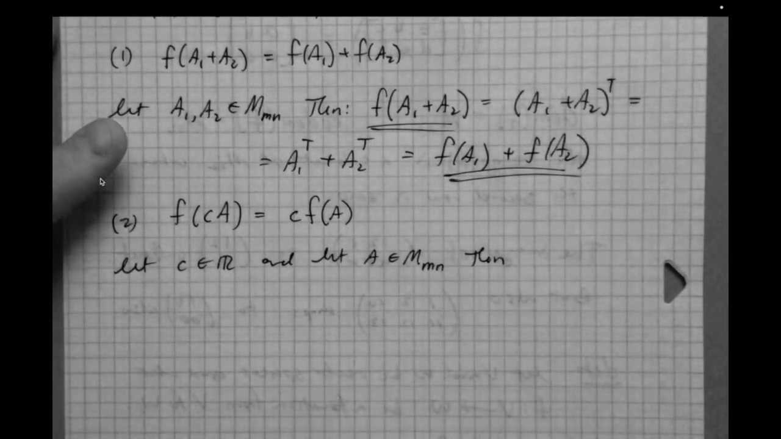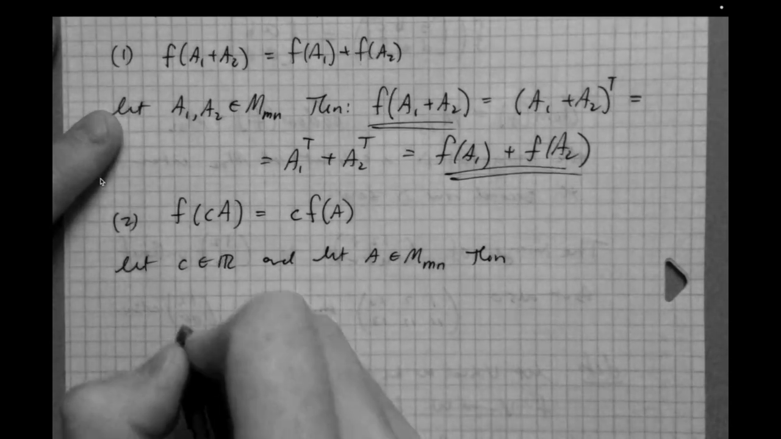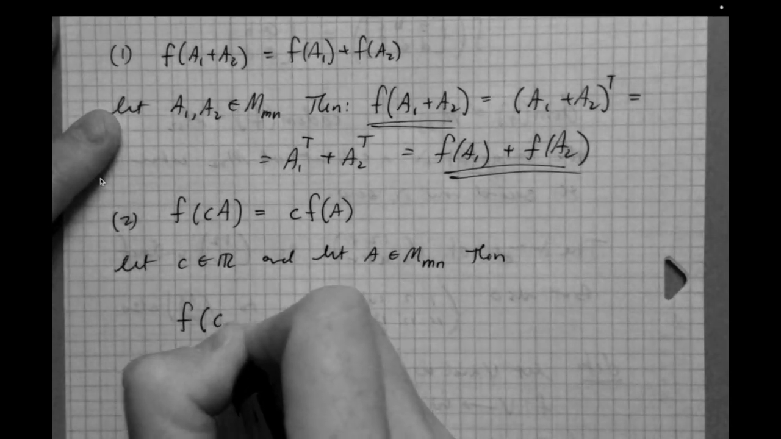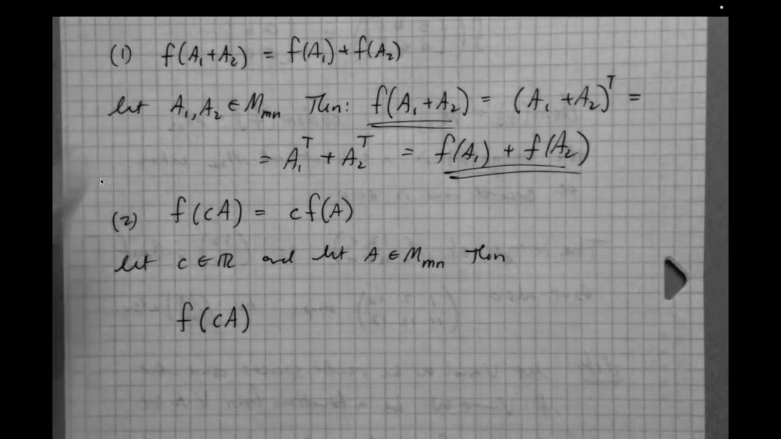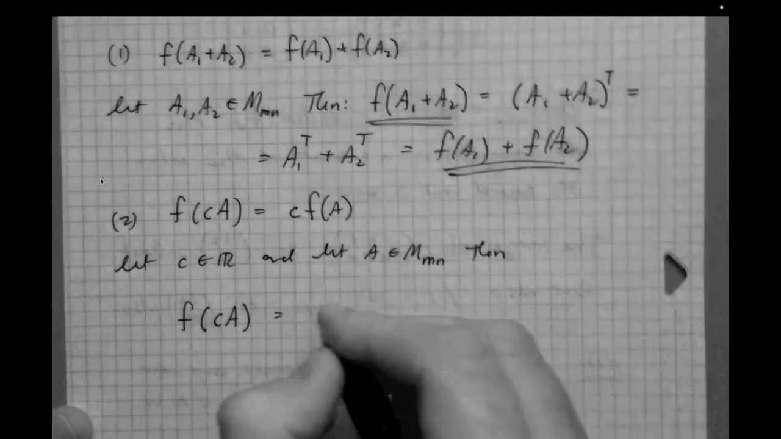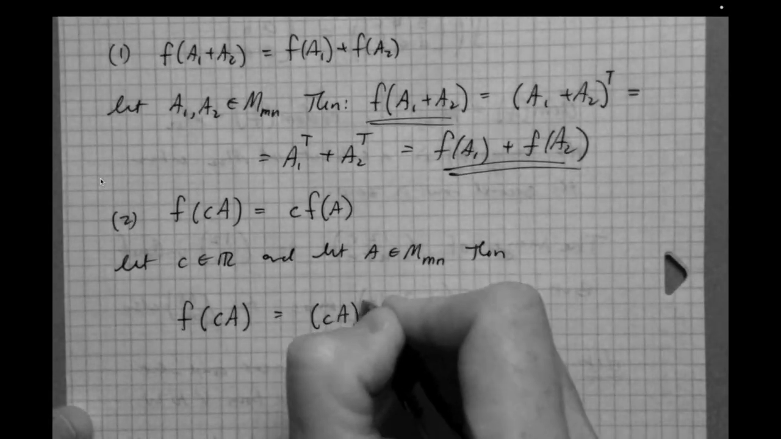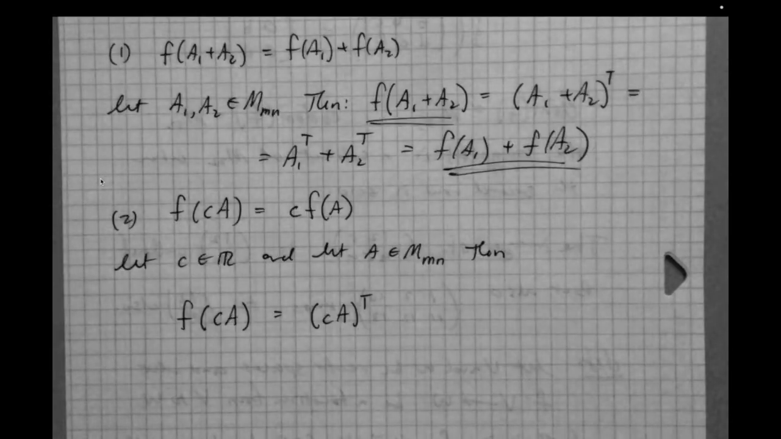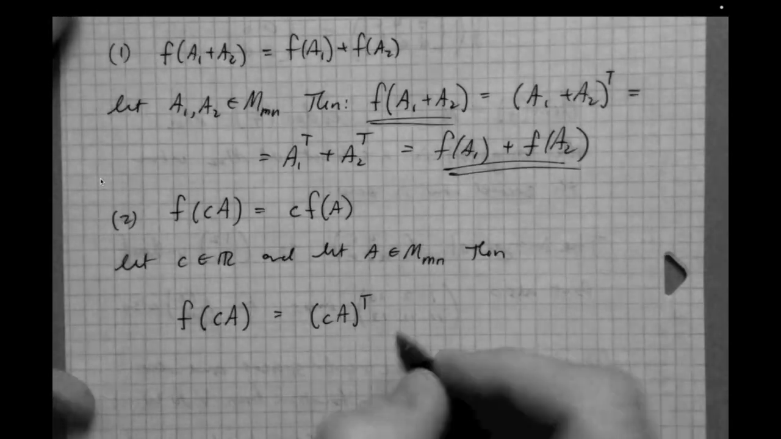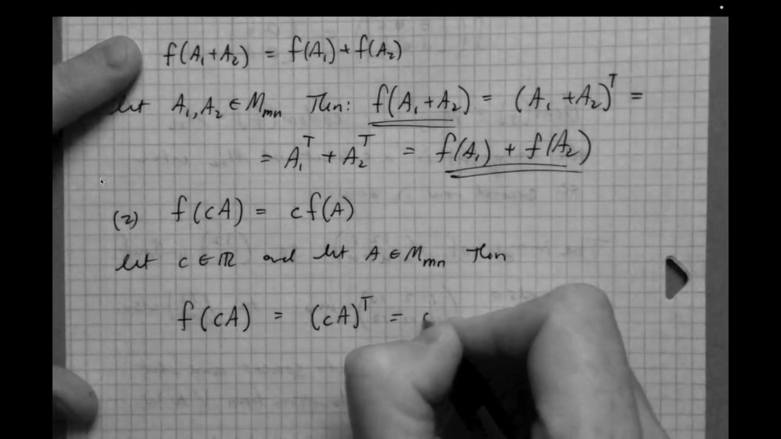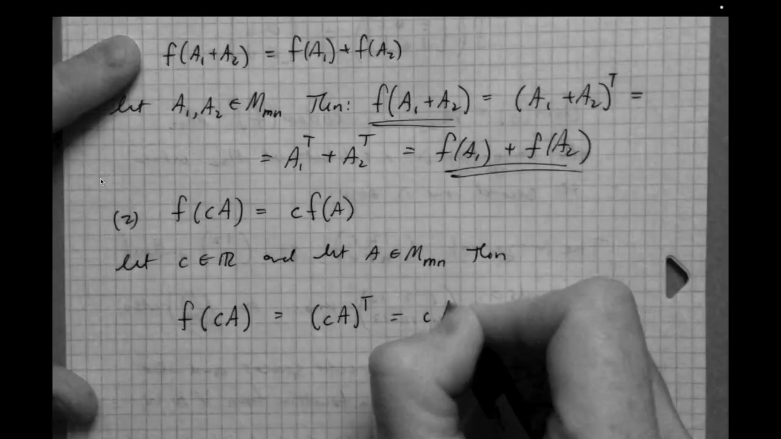Then this one is extremely straightforward as well, right? So F applied to C times A, well, that's equal to C times A transpose, right? That's all that means. And we know, again, from probably the third lecture of the course, that when we transpose a scalar times a matrix, the scalar can just come out of the transposition, can't it? So it's fine to write it like this.